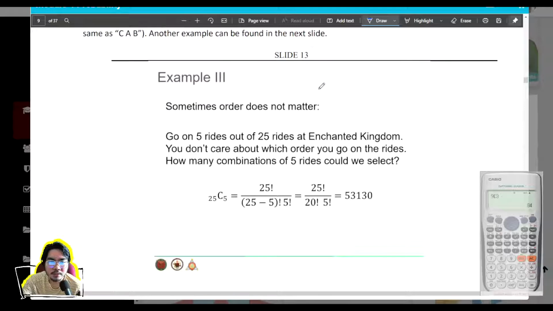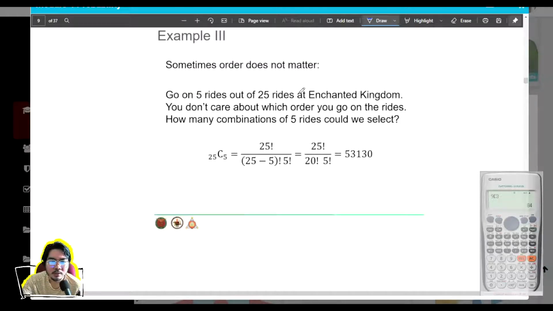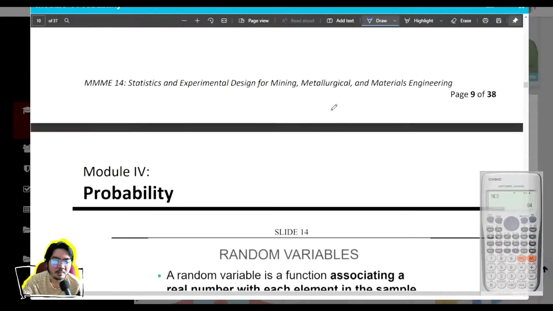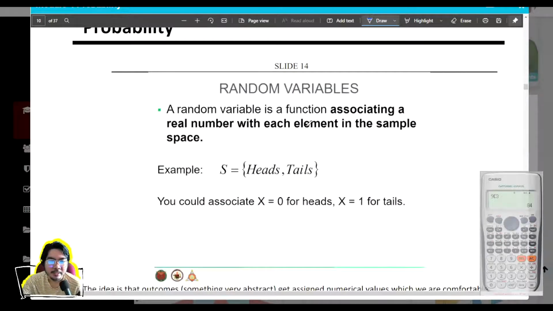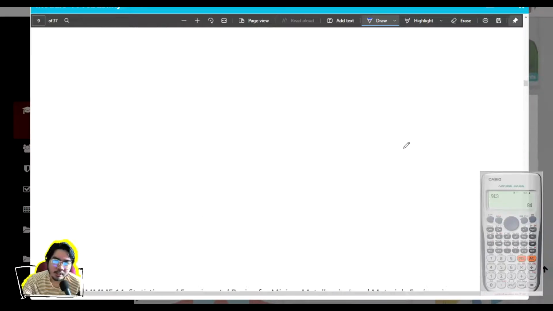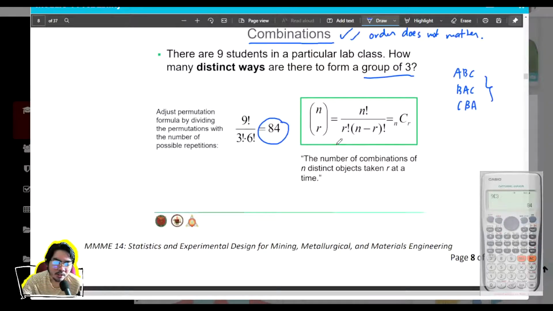Denoted by this. Mamaya mag-ano tayo ng mga problems, no? Okay? So, yun yung mga simple cases, yung permutations and combinations.